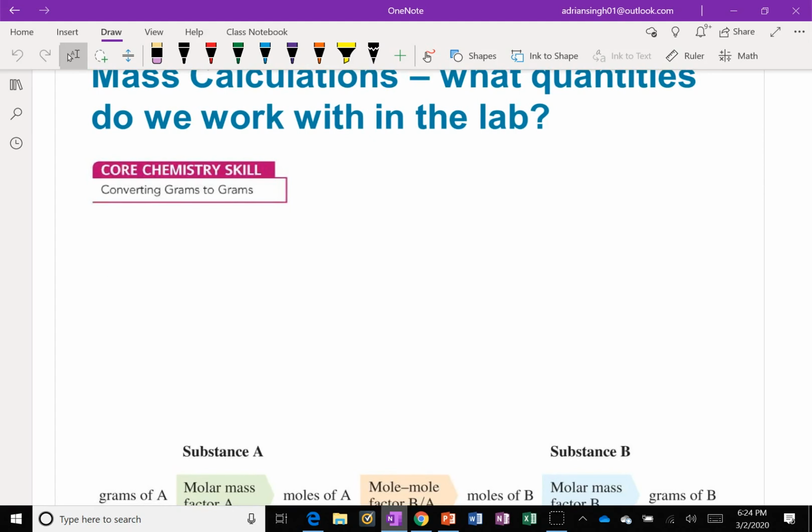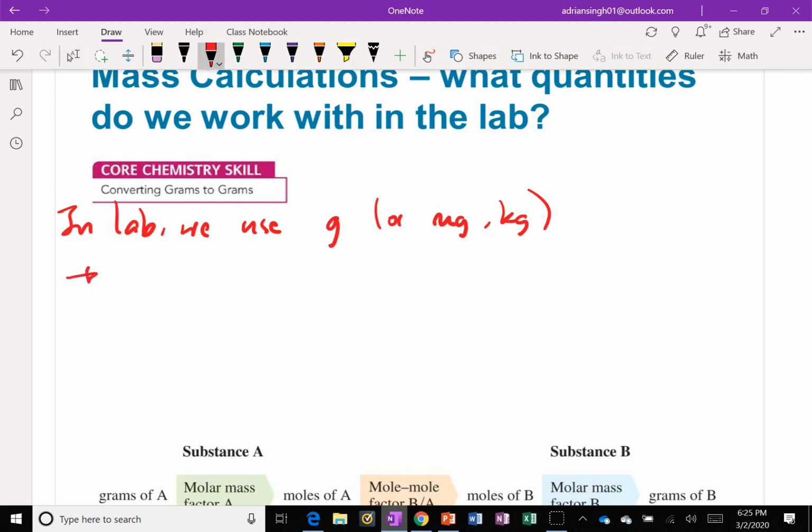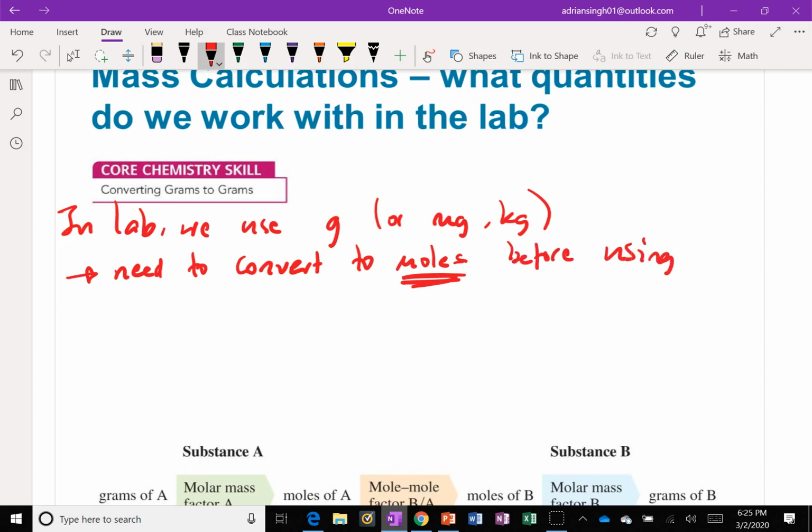All right, so in lab, we use grams, or even milligrams, for instance, or kilograms, etc. So we need to convert this to moles before using the balanced equation. Right, the equation gives you a mole-to-mole ratio. It doesn't give you a mass-to-mass ratio. So it's only helpful to us once we get to moles.